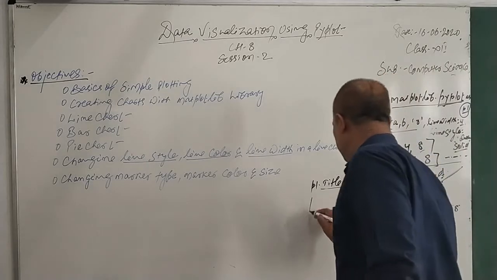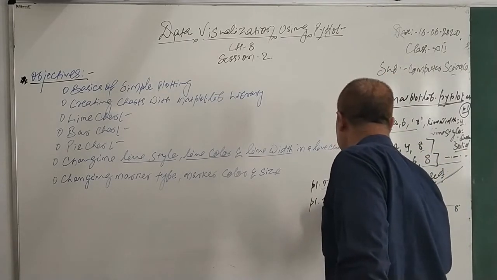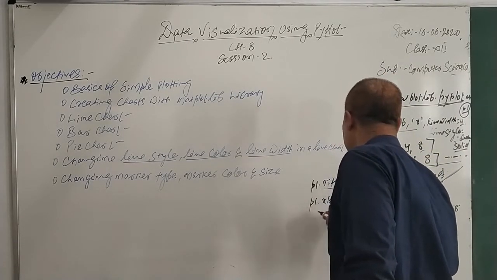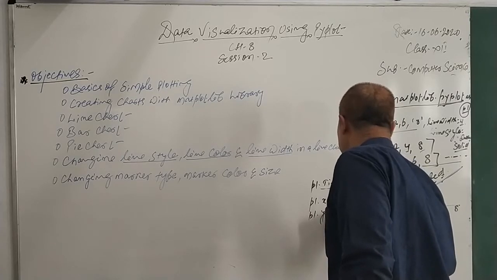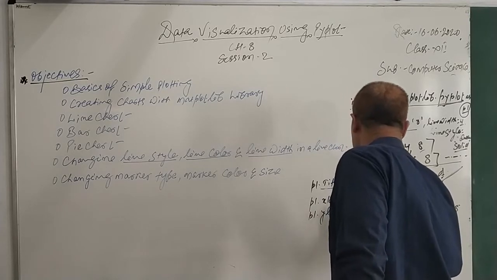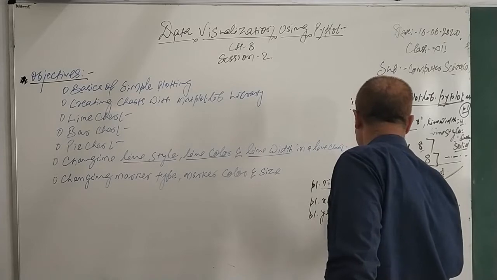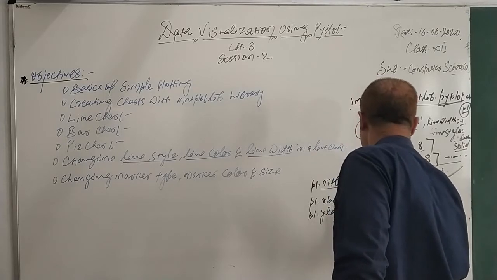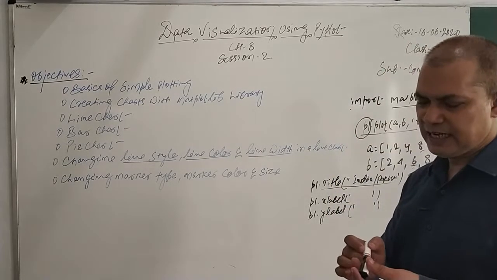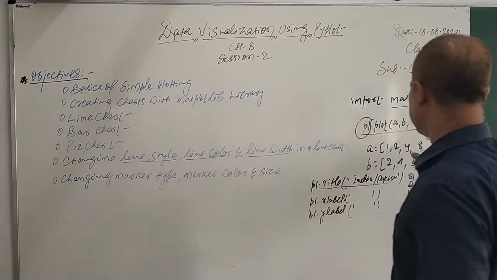If you want a label, PL dot, then we have an X label and we have a PL dot Y label. Now in this label method, inside it you put the label, which will again mention the label in your line chart.